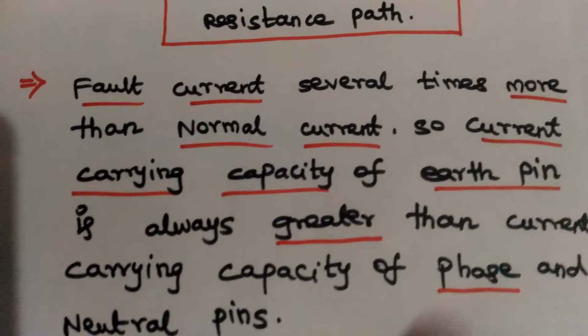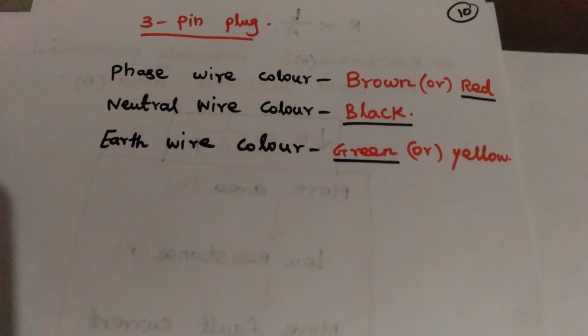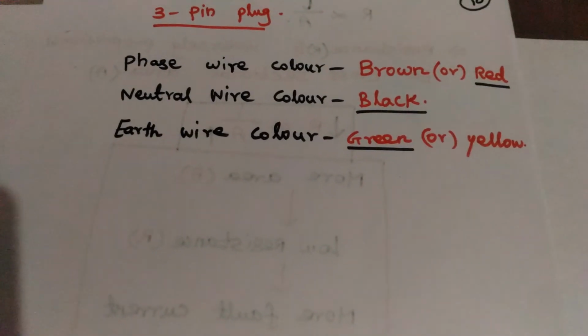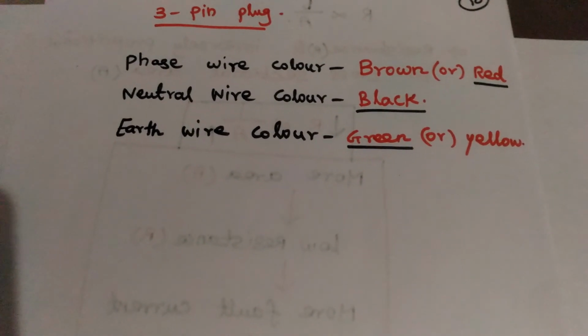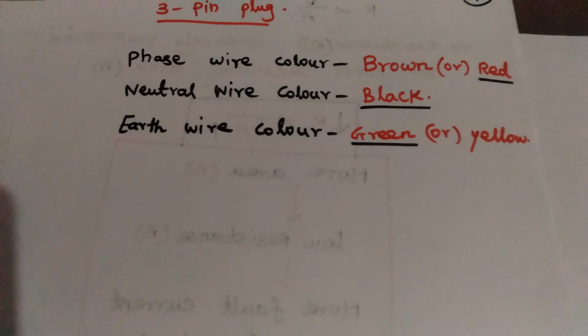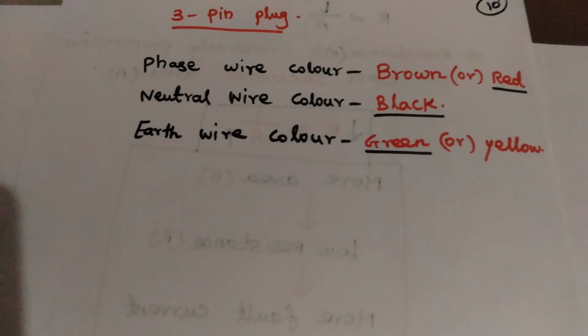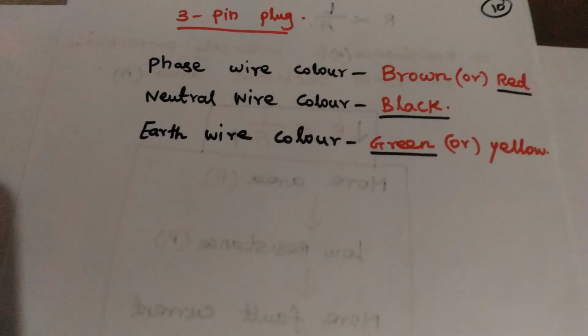In the 3-pin plug itself, we can see three wires: the phase wire, neutral wire, and earth wire. Normally the phase wire is red, the neutral wire is black, and the earth wire is green. These are the standard colors used in India. In some places the phase wire may be brown and the earth wire may be yellow.